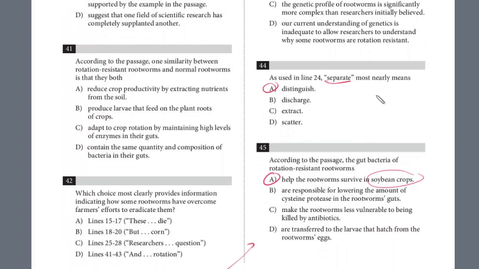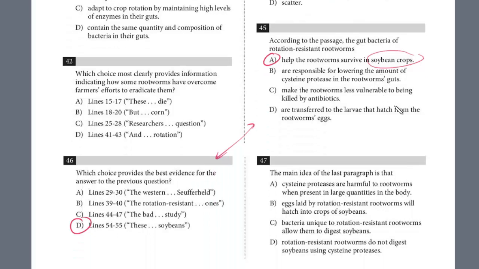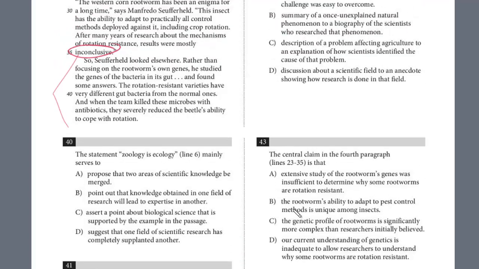And so for the answer for this one, let's take a look. The main idea is that the cysteine proteases are harmful to rootworms when present in large quantities in the body. And so this is not accurate, right? They're not harmful when present in large quantities. This is just part of the mechanism. Eggs laid by rotation-resistant rootworms will hatch into a corn of soybeans. No, this was mentioned earlier. Remember, we're just focusing on the last paragraph. I'll just scan back again.